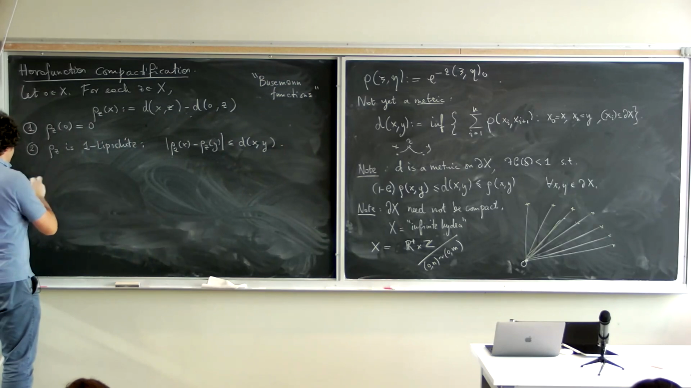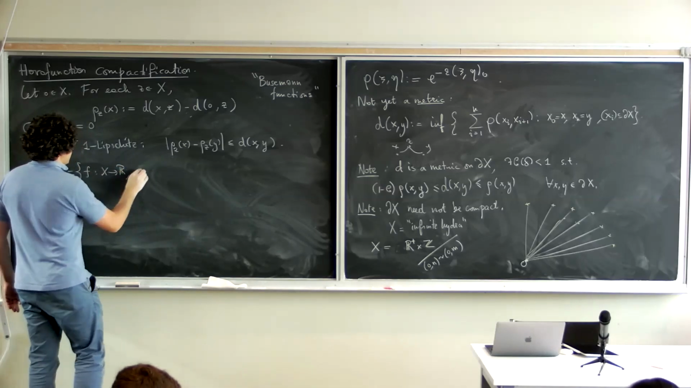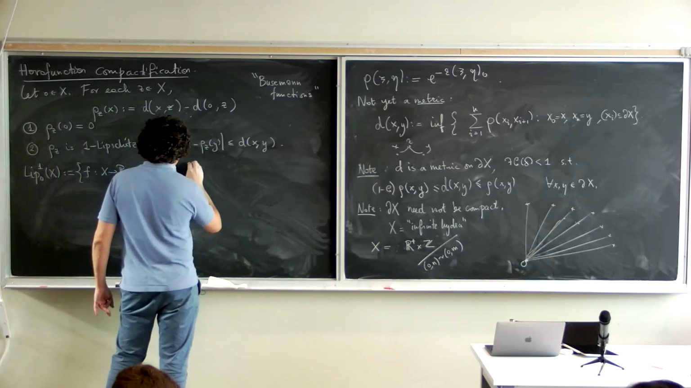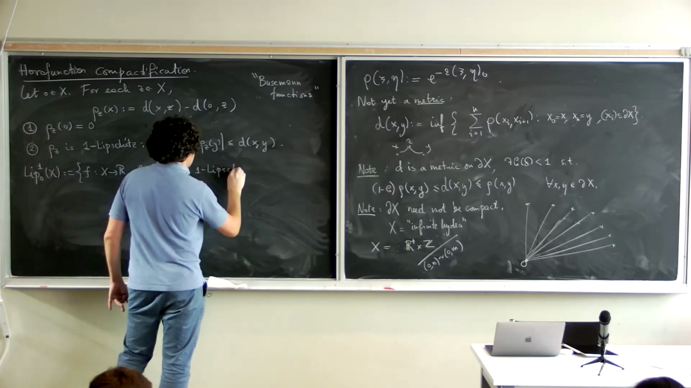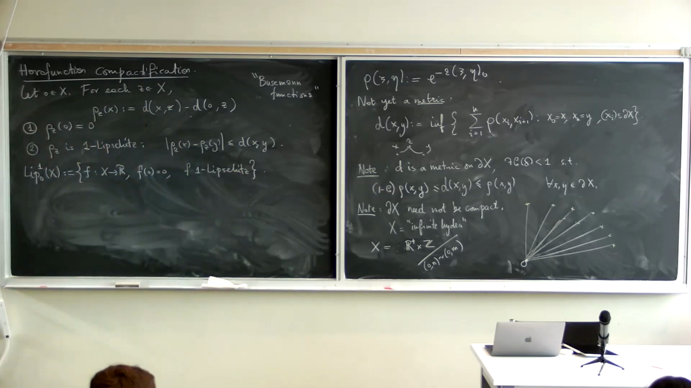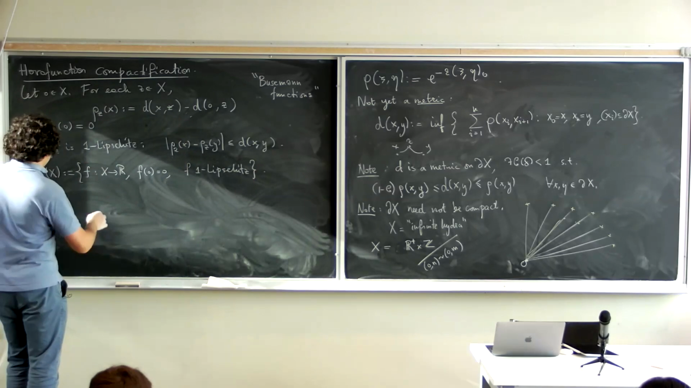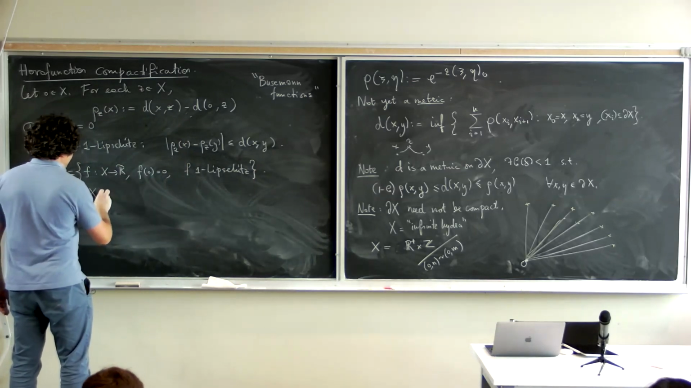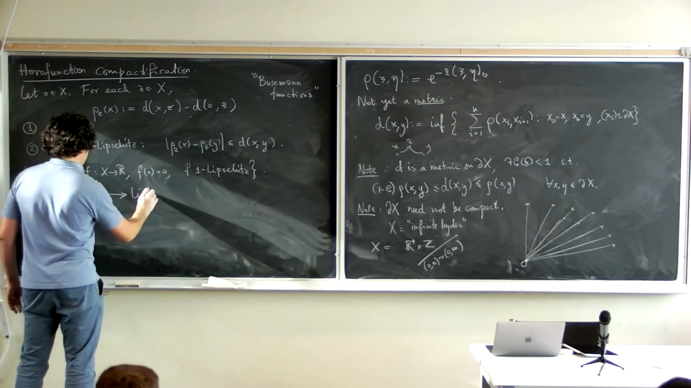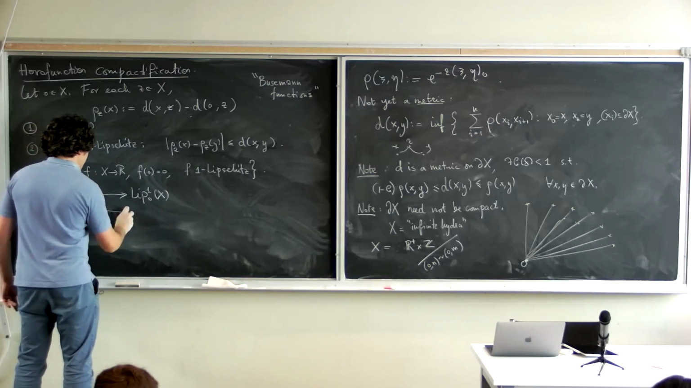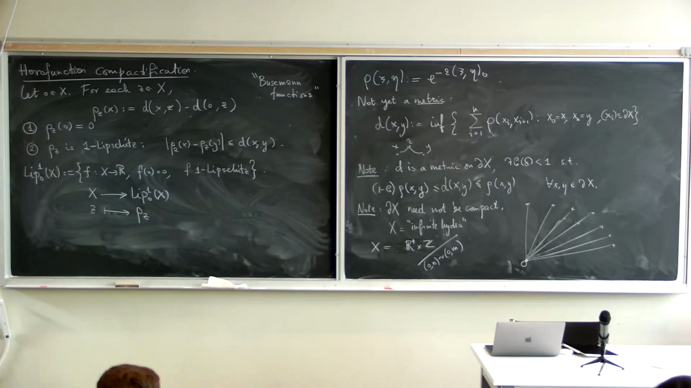So the definition is the following. Now we can consider the space of 1-Lipschitz functions vanishing at O. So these are f from X to R such that f of O is 0, and f is 1-Lipschitz. It's a space of functions. And now you can see that there is an embedding here, a function from X into this space. Z maps to rho Z, which is a well-defined map. It turns out to be injective.